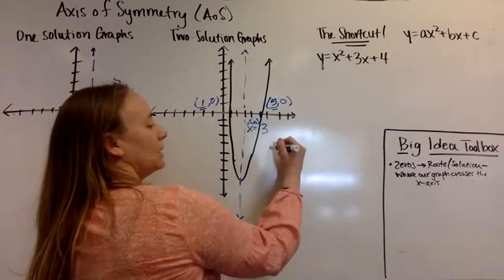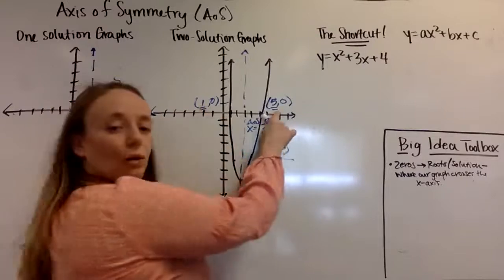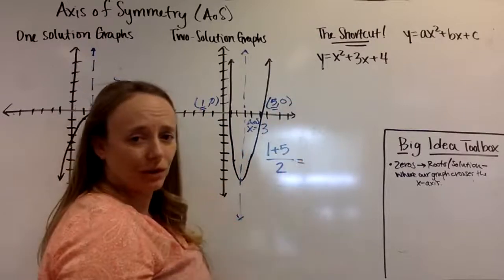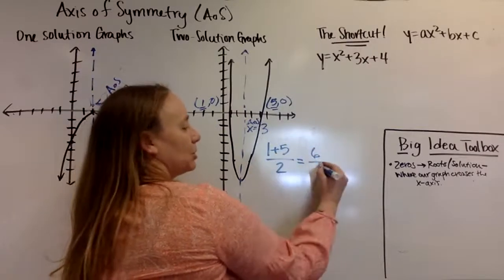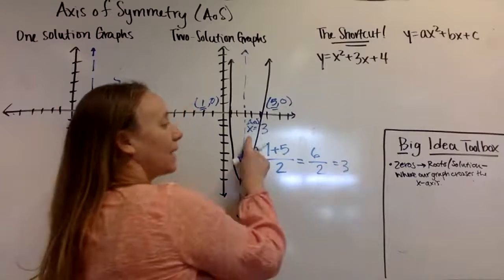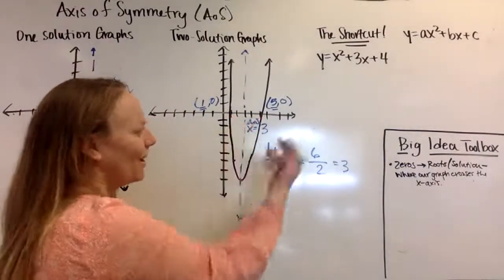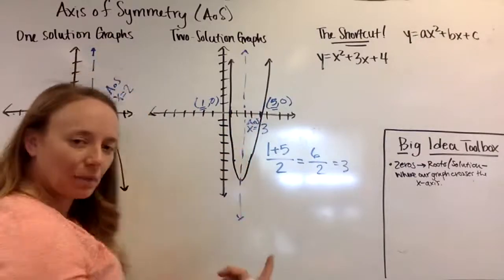3. So we're just taking the x values of our roots and finding the average of those things. So 1 plus 5 is 6, divided by 2 gets us 3. So that's our axis of symmetry. It's kind of neat. We can look at just the roots and add them together, divide by 2, find the average of them. And that's my axis of symmetry.